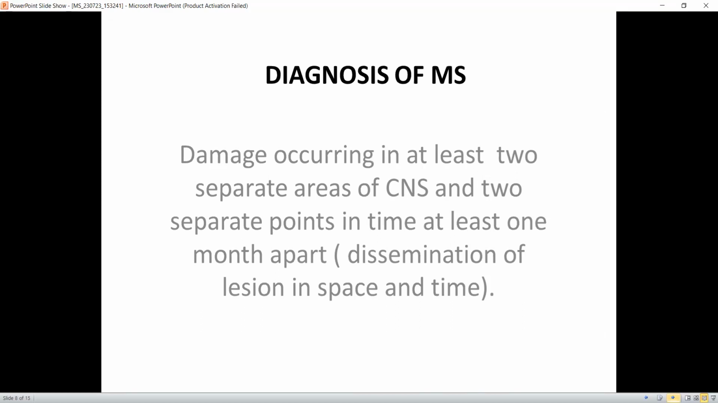We know that the course of MS is relapsing, remitting, or progressive in nature. The damage must occur in at least two separate areas of the CNS at different times or in different locations with at least 1 month apart to make the diagnosis of MS. That is why MS is sometimes termed as dissemination in space and time.